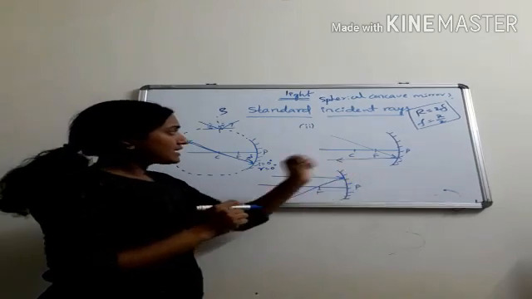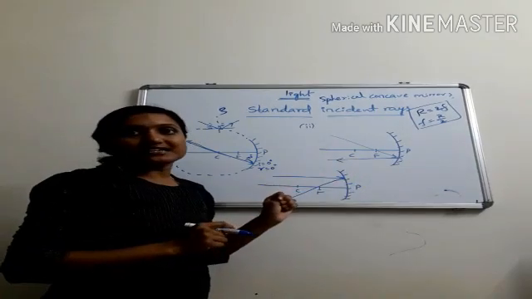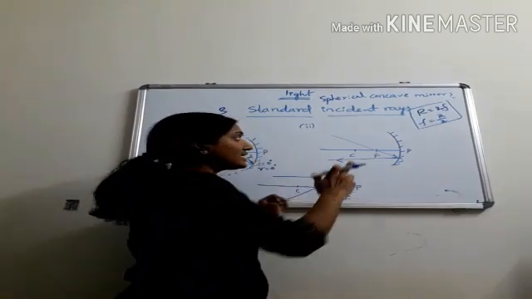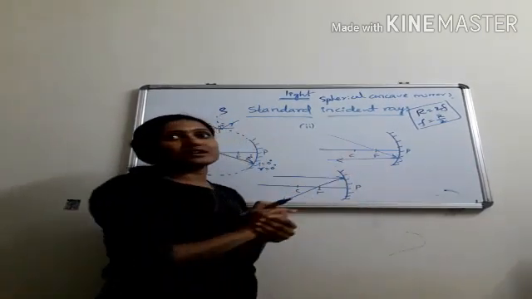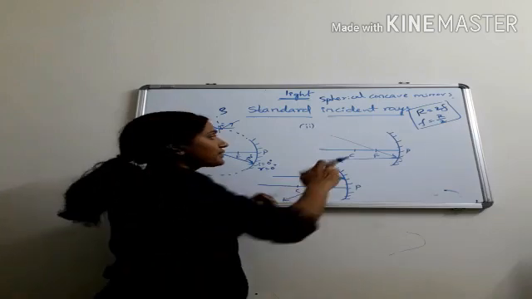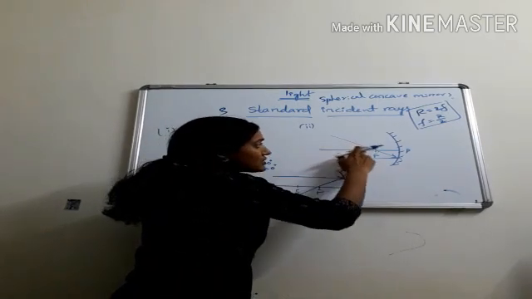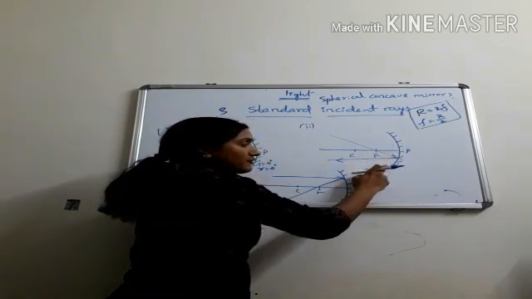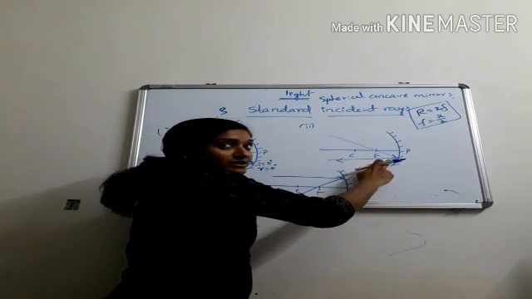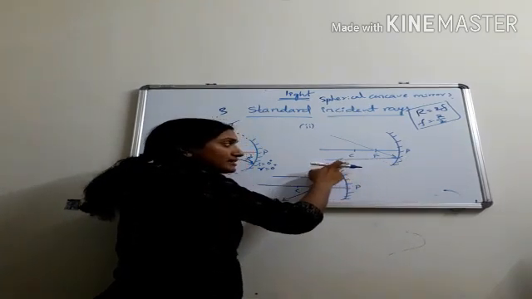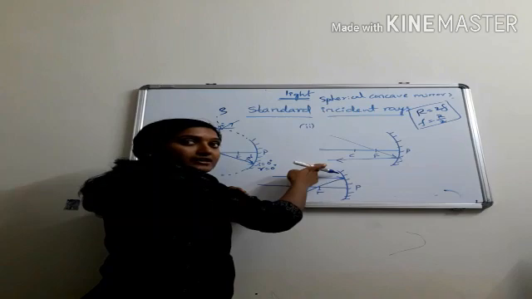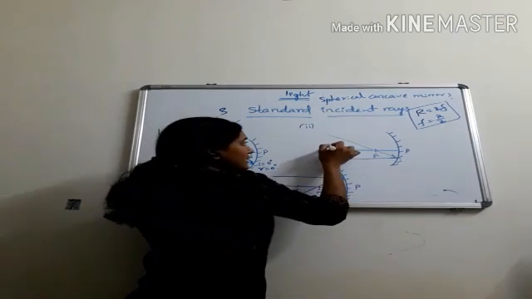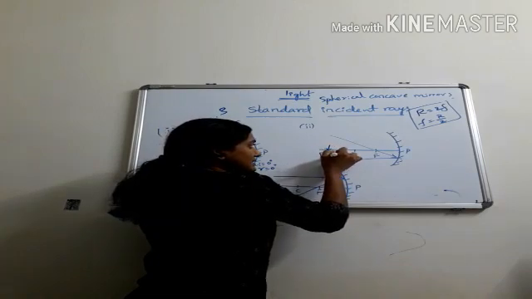Okay, now the second form of incident ray in spherical concave mirrors: when the light ray is passing through the focus and reflecting on the surface, the ray comes back parallel to the principal axis. That is parallel to the principal axis.